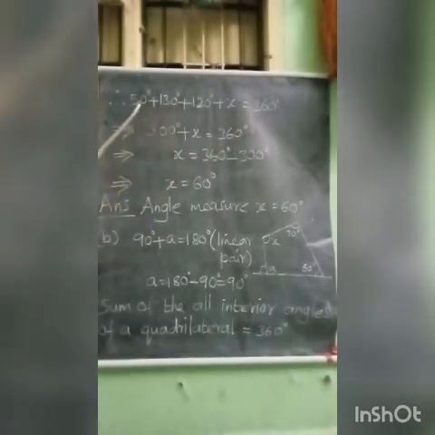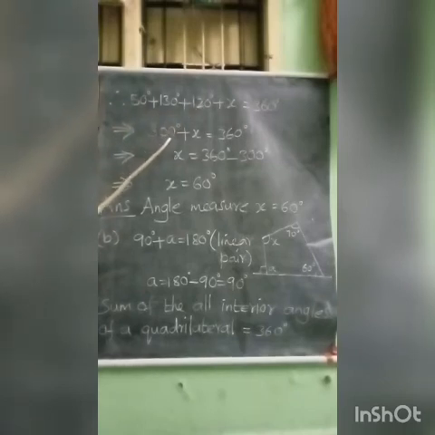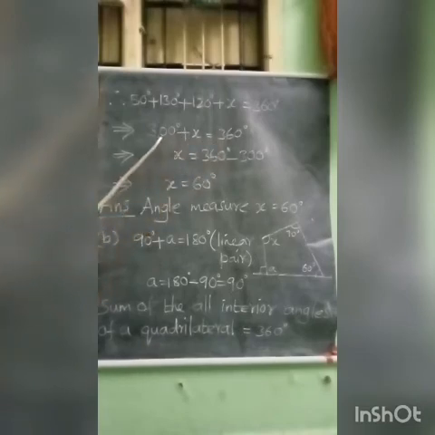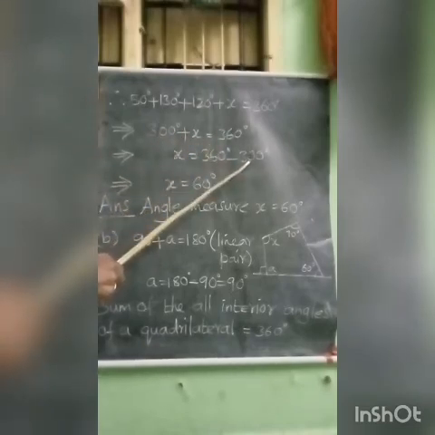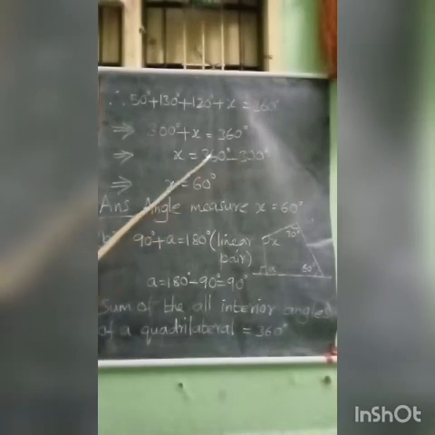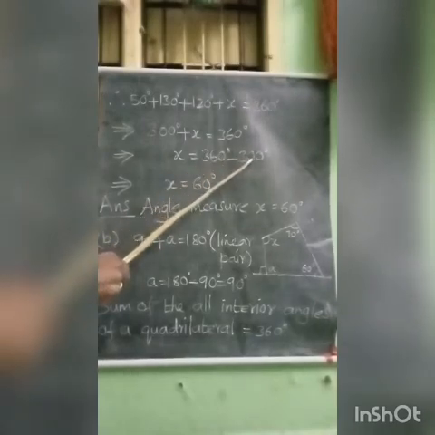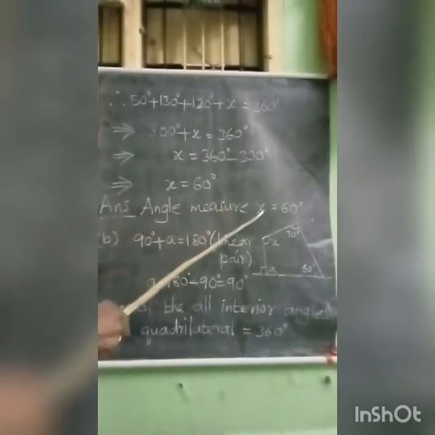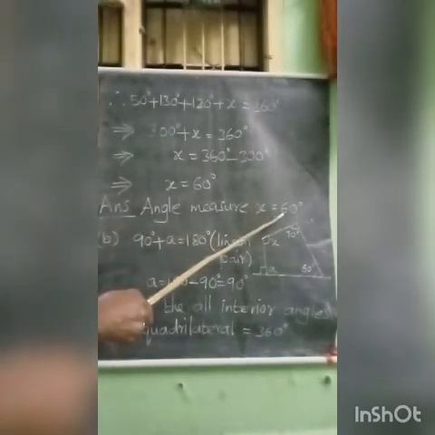Now to add these three measures, 50 plus 130 plus 120 is 300. So we get 300 degrees plus x equals 360 degrees, which implies x equals 360 degrees minus 300, transposing the 300 to the right hand side. Now 360 minus 300 is 60 degrees. This is the unknown measure, x equals 60 degrees.